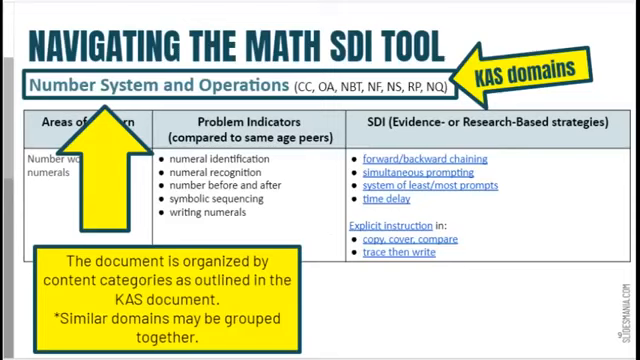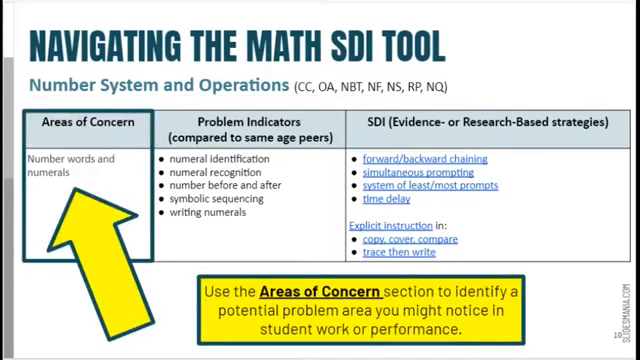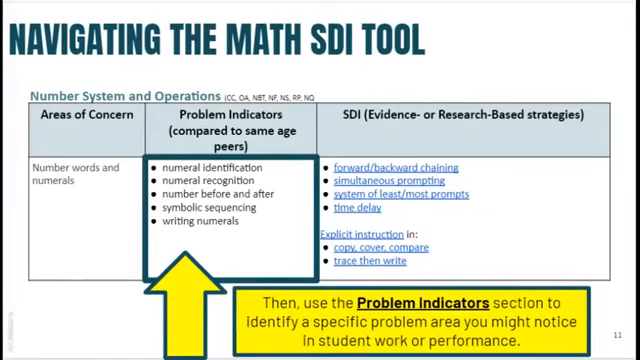Above the table, you will find the header for each big idea. In parentheses after the header are the domains from the Kentucky academic standards that you might find in this section. Under each category or big idea, the area of concerns are listed in the first column, not alphabetically, but by progressing through the levels of complexity within each big idea, starting from the earlier grade level concerns to more advanced math content concerns.